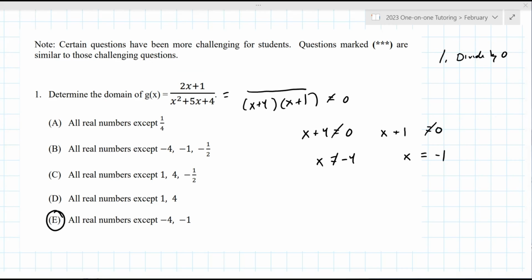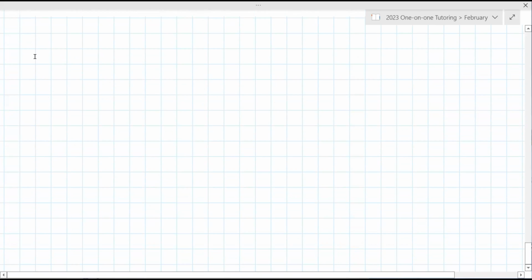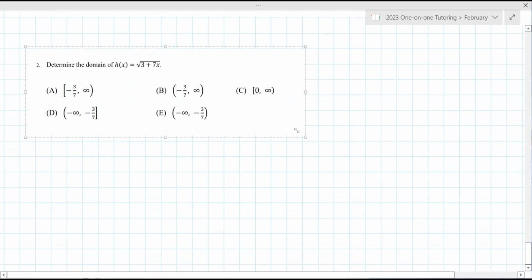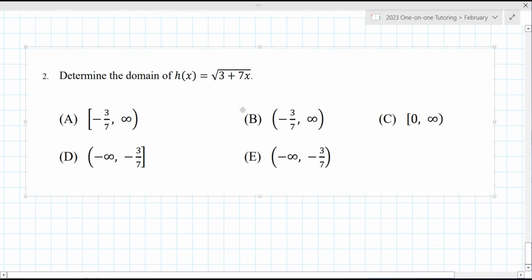Would you like us to go on to number 2? Yeah, okay. This is like the one thing I need more review on, the square roots and stuff. Okay, sure.